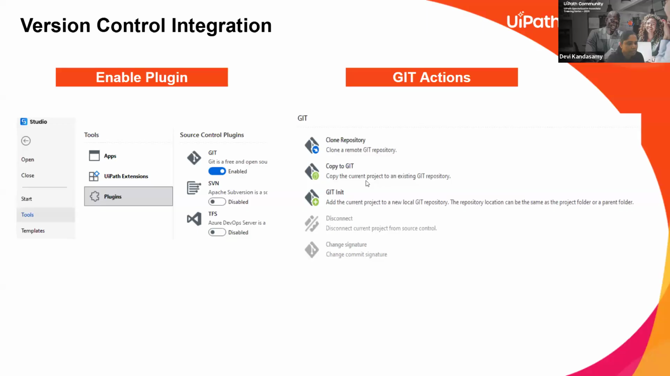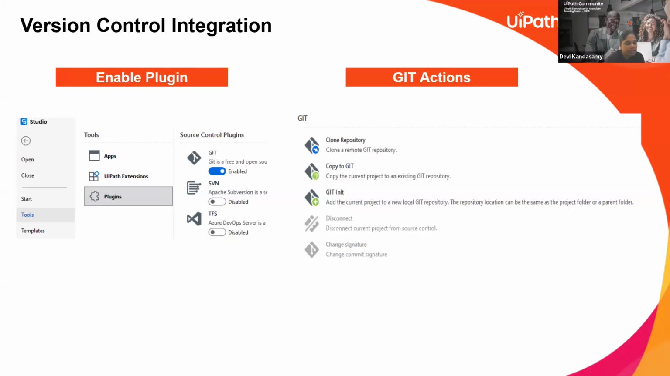And if you have an existing local repository and you want to copy the current project to that existing repository, you can use copy to Git. And to add the current project to a Git repository, you can use Git init. Once you click on Git init, it will ask you to select the path. So you can select the folder path where your project is residing.